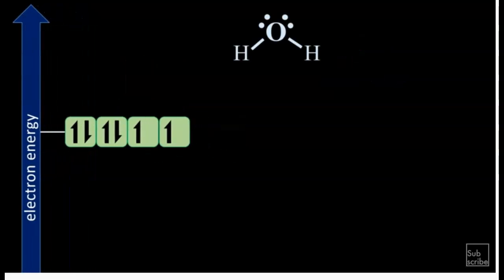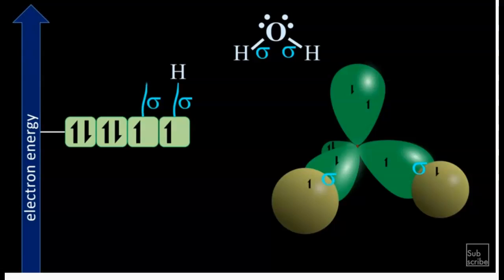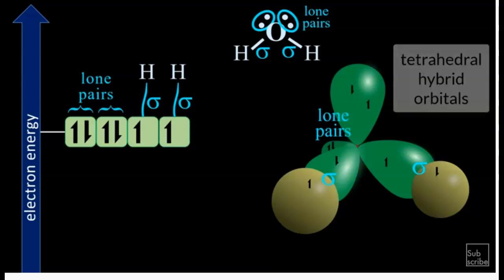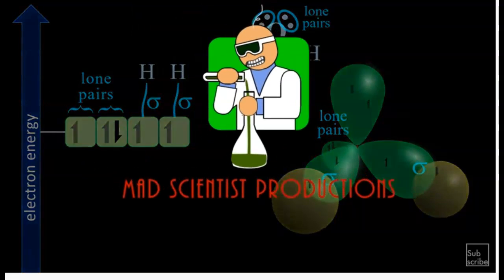You can probably guess that the sp3 orbitals with a single electron will overlap with hydrogen, and the remaining 2 pairs are unbonded. They are lone pairs. Again, oxygen's hybrid orbitals spread out in a tetrahedral shape. That's it for hybridization, the product of a mad scientist.